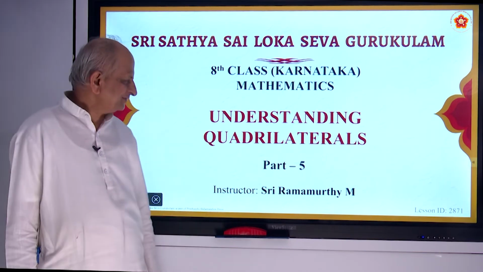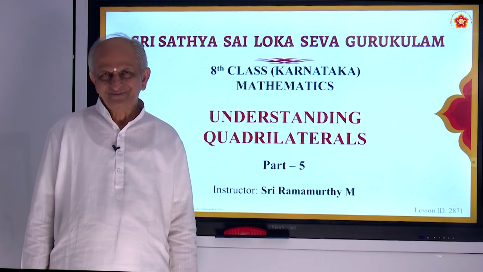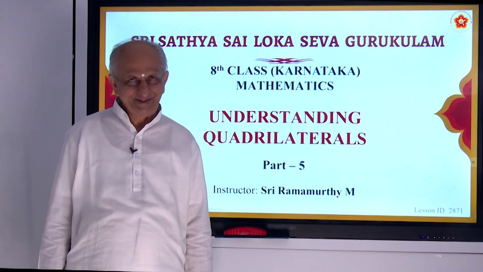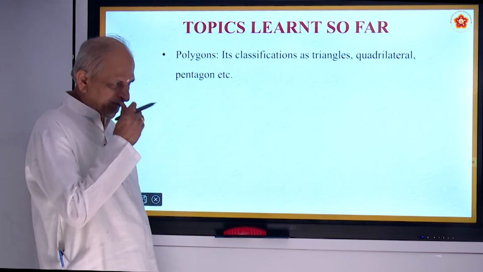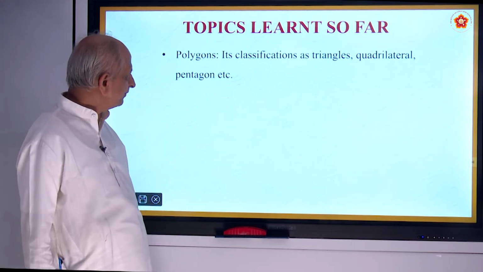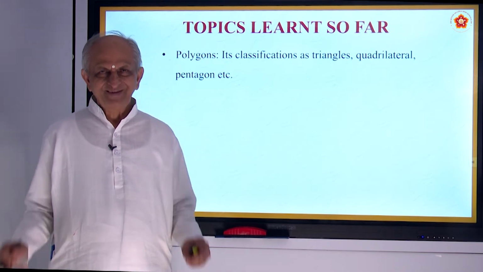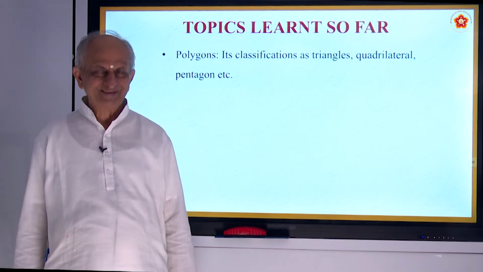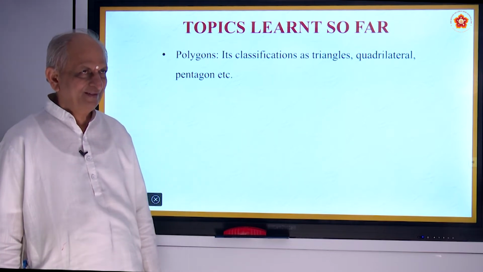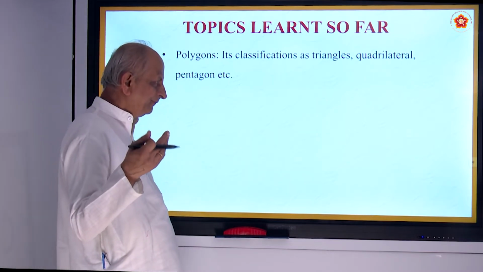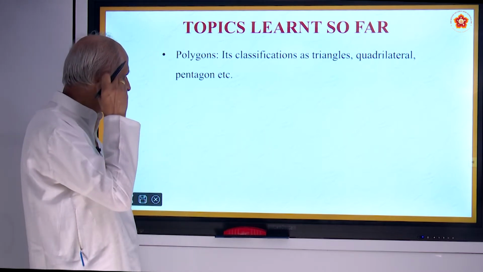The topic is Understanding Quadrilaterals. We have seen some interesting things in this. Let us see what they are. First we started our discussion about polygons. What are polygons? They are the plane figures having 3 or more than 3 sides. Naturally 3 or more than 3 vertices, angles and so on.